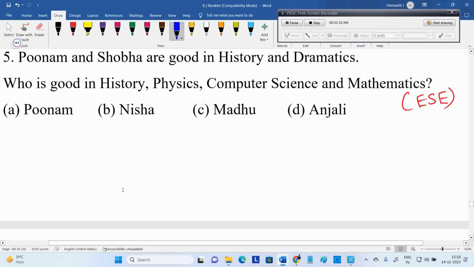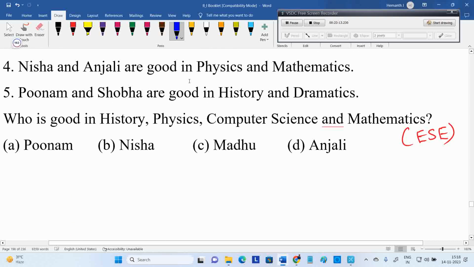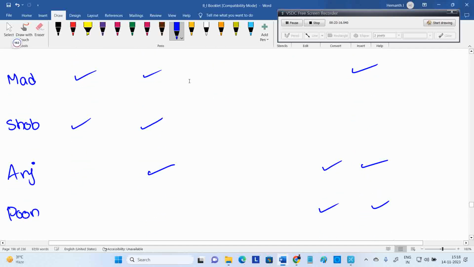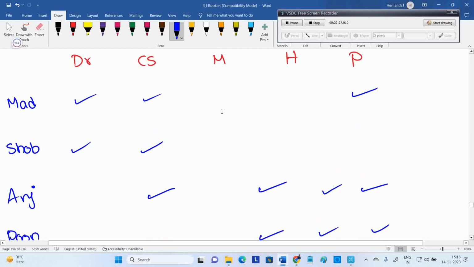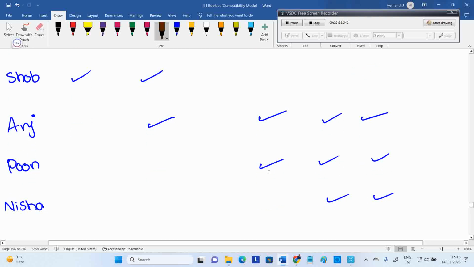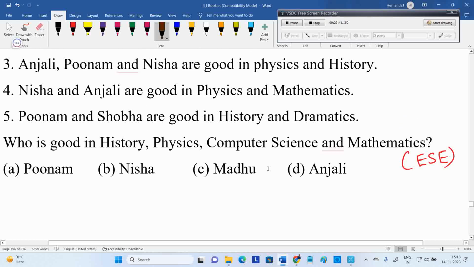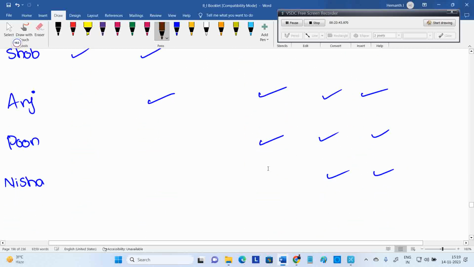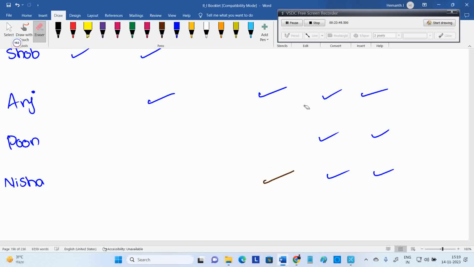Right. Next one, Nisha and Anjali are good in physics and mathematics. So physics is the last column, maths is the third column. So physics and mathematics, these two people. Sorry, Anjali and Nisha are good in physics and mathematics, not Poonam. Poonam, not here.